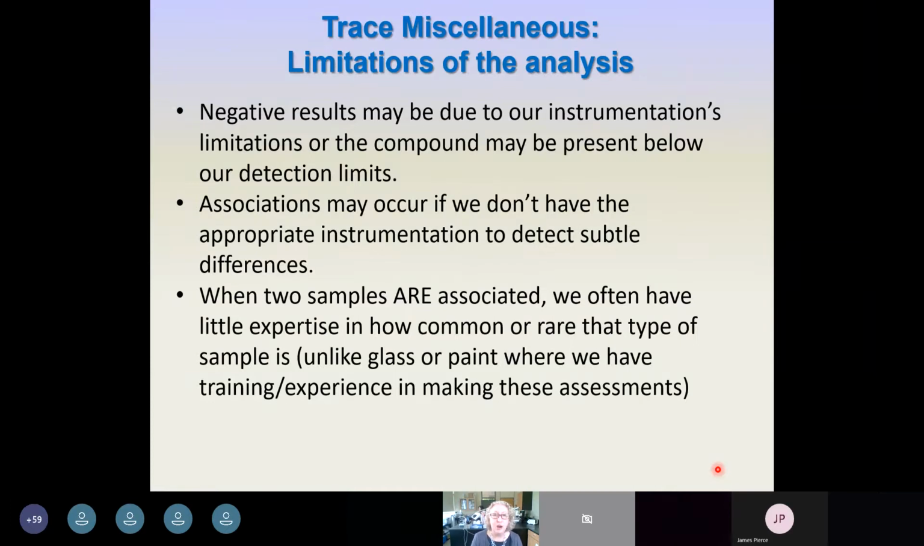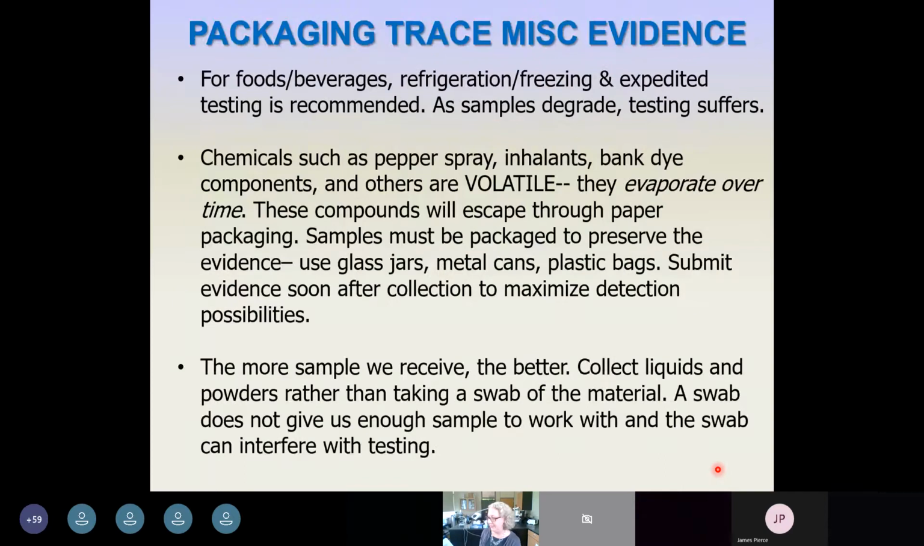And then when two samples are associated, we often have little expertise in some of the frequencies or rarities of that type of sample. And that's in contrast to the glass and the paint samples that we see all the time. And so we're much more comfortable there assessing whether something is common or not. Next, Carly is going to start explaining about packaging of trace miscellaneous.